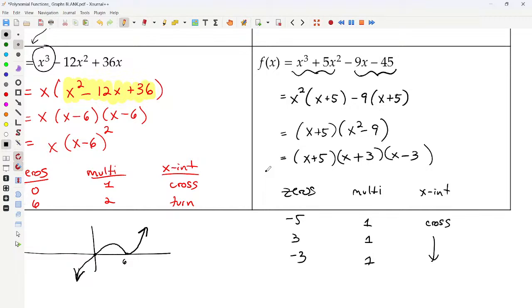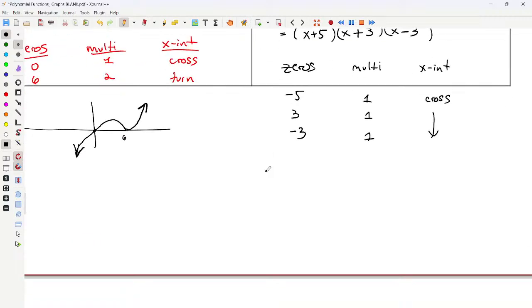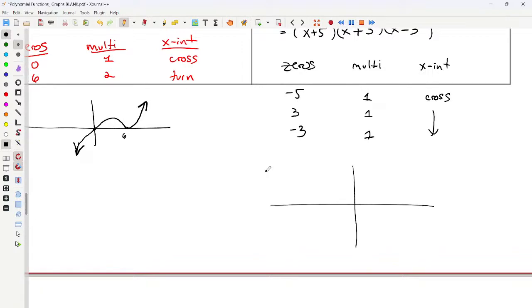If I asked us to sketch a graph, it's going to be very similar to this, except we have -5, then at -3, and then a +3. It's going to start here, cross, turn, turn, and it'll do something like that. To get exactly this height requires calculus. To get exactly that depth requires calculus.